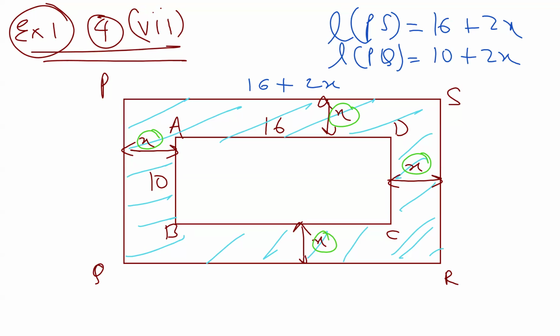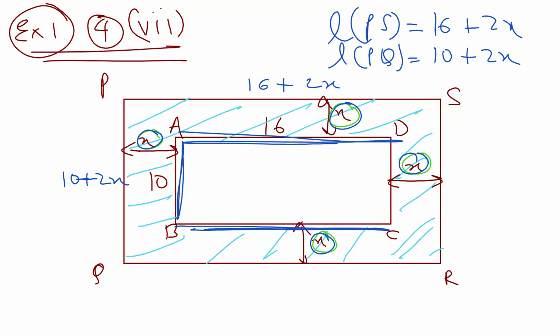So I'll just write it over here. This is 10 plus 2x, PQ. And remember, everything is quite uniform over here. The concrete walk is uniform, which means every single side of the old rectangle ABCD is increased by x amount. Now I'll mention one thing. If you have copied this, the blue colored part is nothing but the concrete walk.